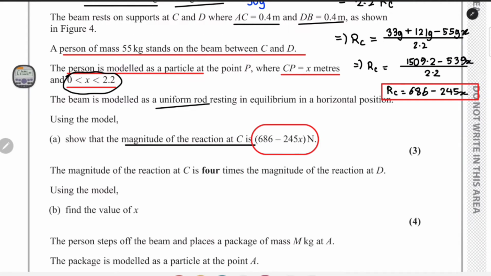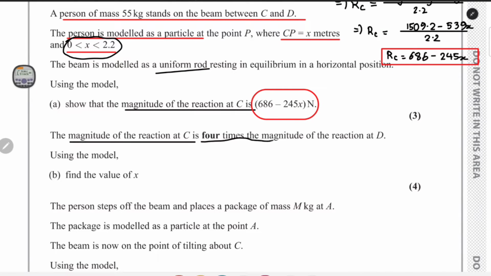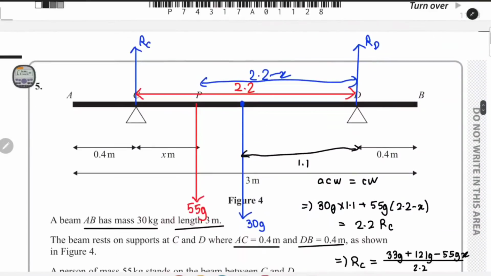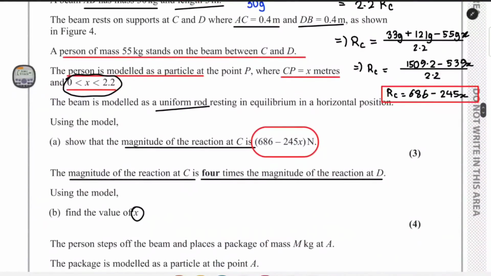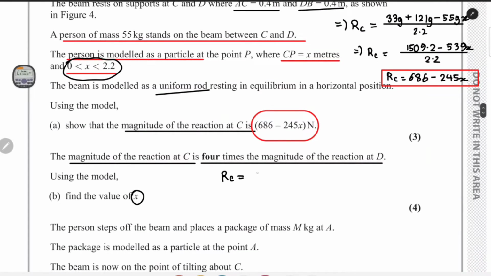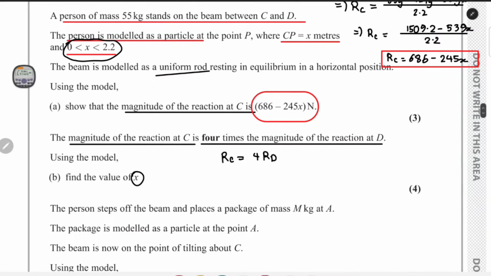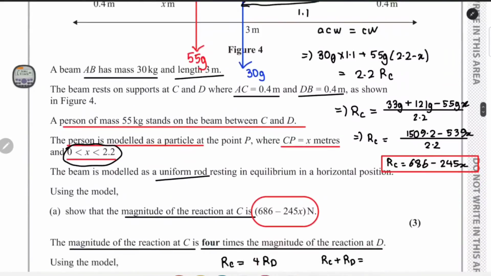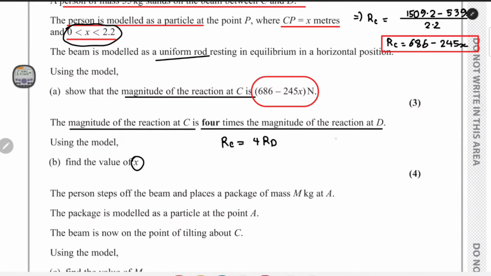Now in part B, we are told that the magnitude of the reaction at C is 4 times the magnitude of the reaction at D. So we have to find the value of x over here. So reaction of C is 4 times the reaction of D. And we also know that the reaction of C plus the reaction at D is the upward force, and the downward forces are 55g plus 30g. Upward and downward forces must be balanced, so at equilibrium, F up equals F down. So reaction of C plus reaction of D equals 55g plus 30g.